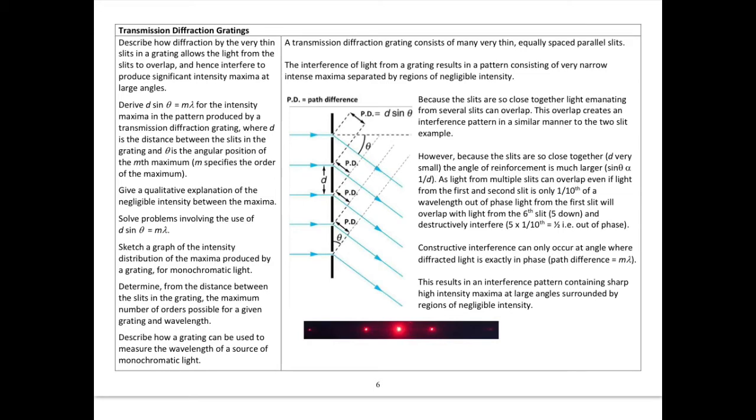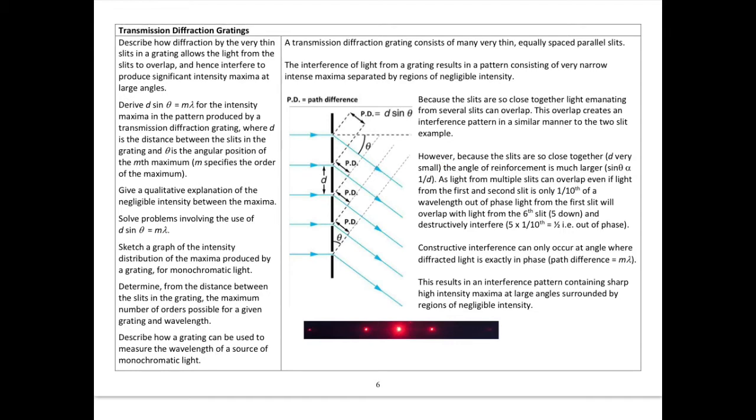Now, the first part is, why is the angle so much greater here than it was with two slit, where there was only a very small angle between that first and second bright band? Well, that's because d, in this case, is very small. The distance between the slits is much smaller than it was for the double slit. And from the equation over here, d sin theta equals m lambda, sin theta is inversely proportional to d. So as d gets smaller, the angle of reinforcement gets larger. So we see the bigger angles because sin theta is inversely proportional to 1 on d.